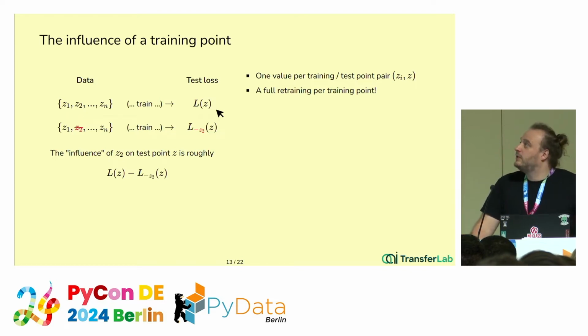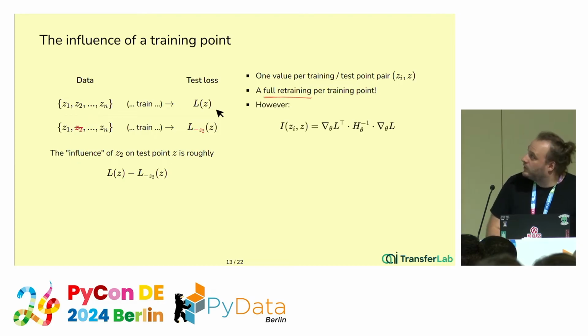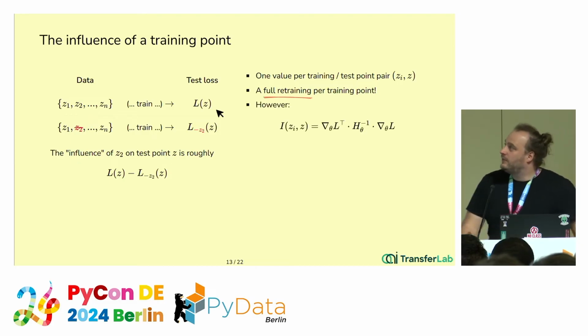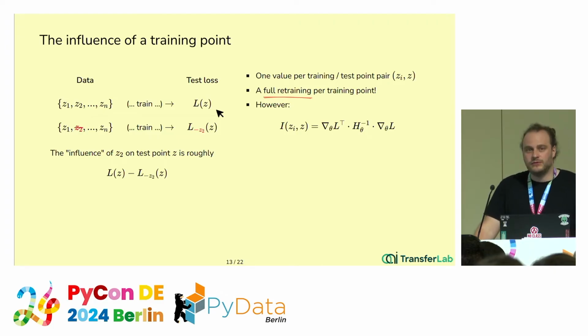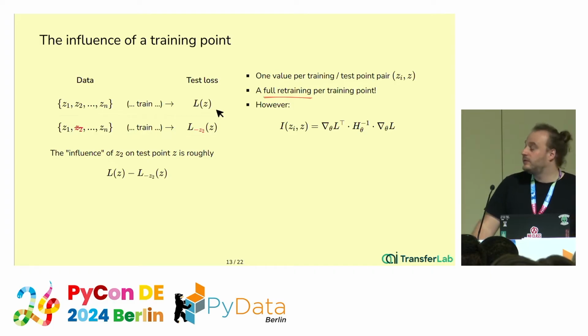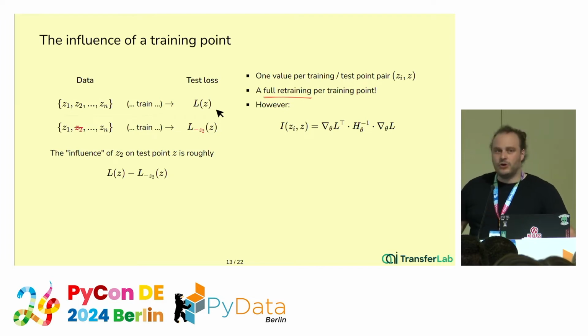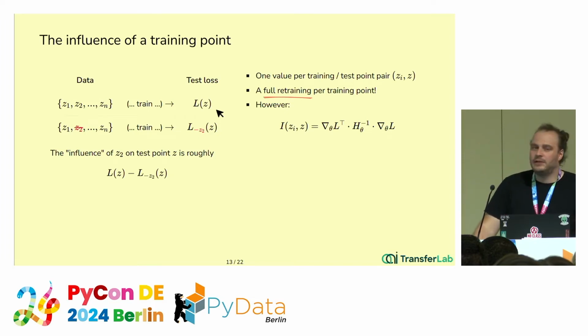Okay, but still you want to have an answer to the question, what is my influence from point to point? Well, what can we do? There's a concept from robust statistics known as influence functions. And you can get an approximate answer to this question using an expression like this. What is this? So this is an approximation of the change of the loss of the test point given the training point upweighting, changing.